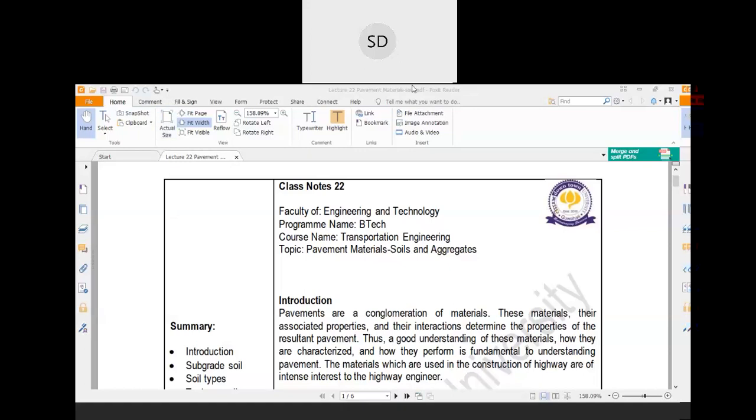So basically, there are two types of pavement: flexible pavement and rigid pavement. Flexible pavement is the type of pavement where bituminous materials are used as the top portion or surfacing, and rigid pavement is where cement concrete is provided. Now, if we consider the different layers of the flexible pavement, the bottom layer would be your subgrade layer.